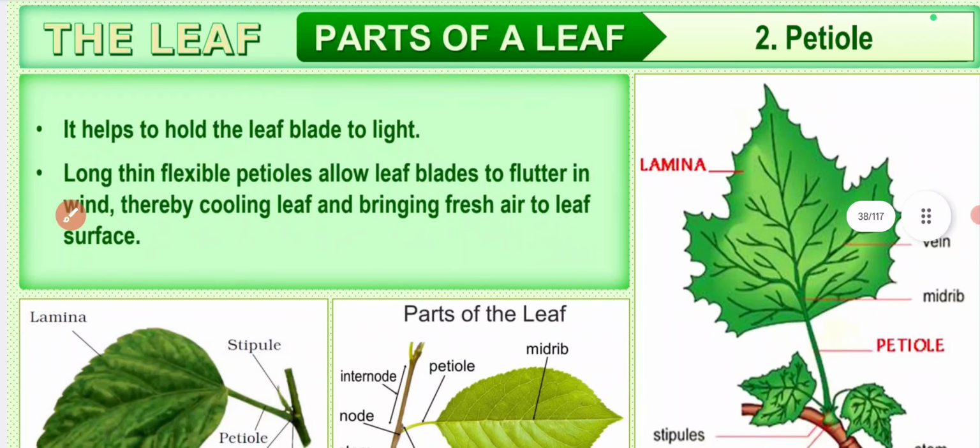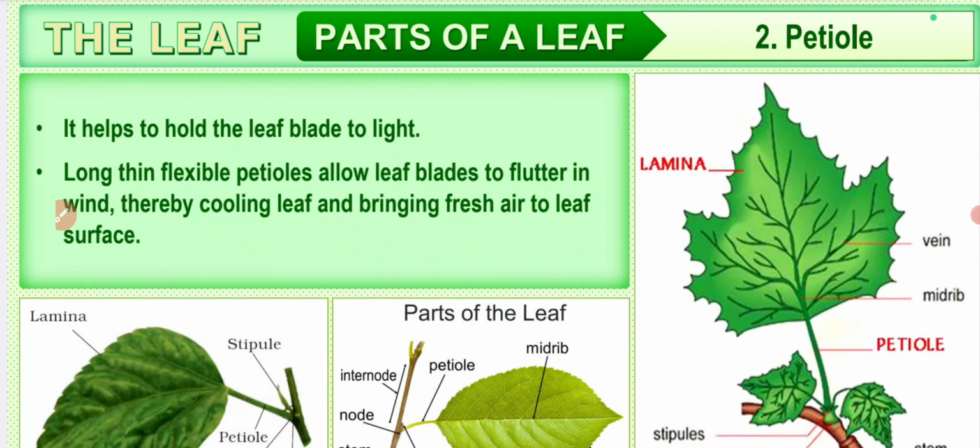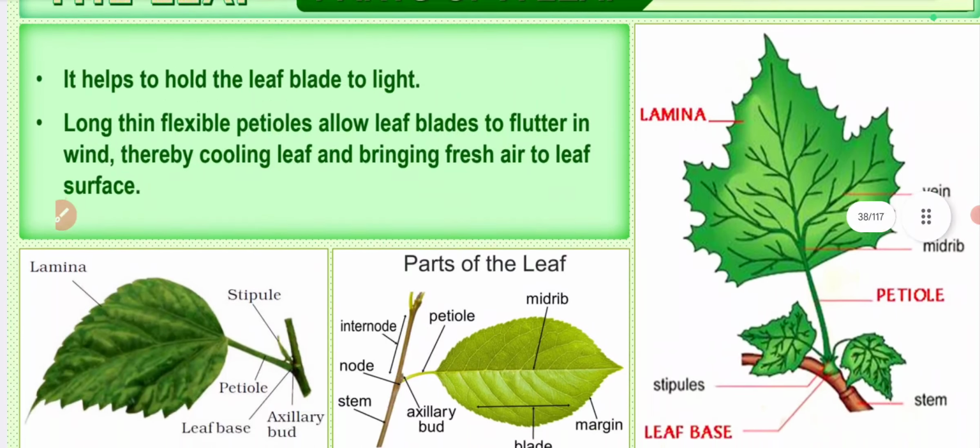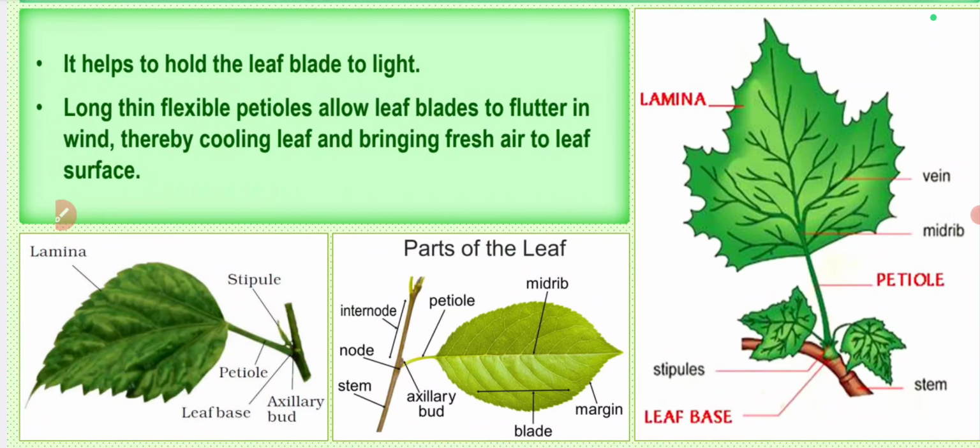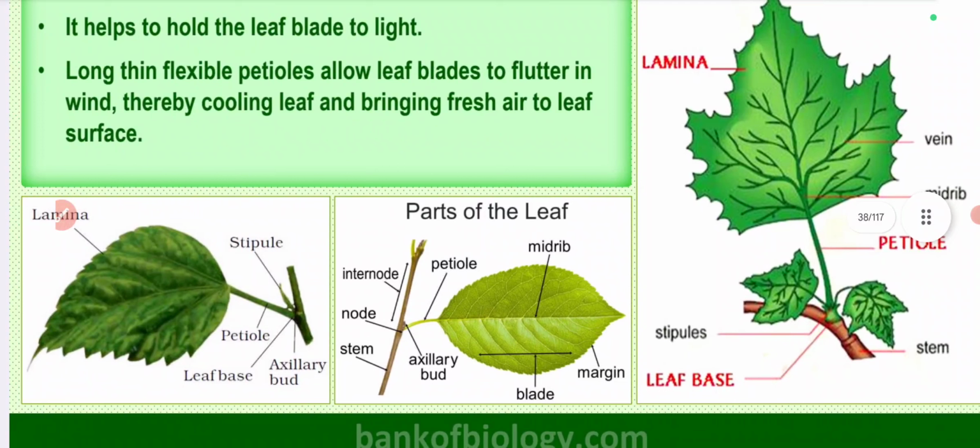Next, petiole. The second part of the leaf is petiole. It helps to hold the leaf blade to the light so that it can get much more sunlight for photosynthesis. Long, thin, flexible petioles allow leaf blades to flutter in wind, thereby cooling the leaf and bringing fresh air to the leaf surface. So if the petiole is long, it helps the leaf to flutter in the wind, which helps in cooling, and it also brings fresh air to the leaf surface.